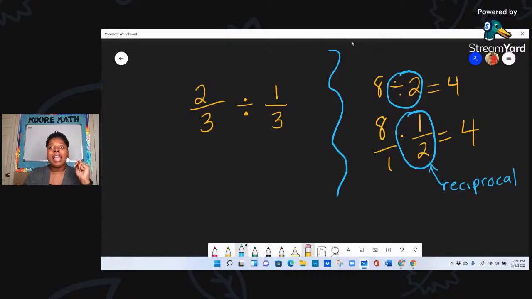So instead of dividing by 2, I could multiply by the reciprocal of 2. How do I write 2 as a fraction? 2/1, right? So if I flip it, what's the reciprocal? The reciprocal is 1/2. So dividing by 2 is the same as multiplying by 1/2.